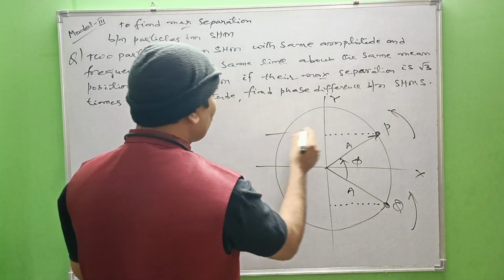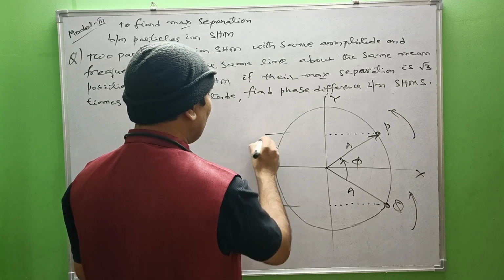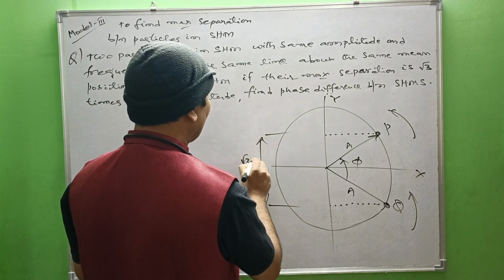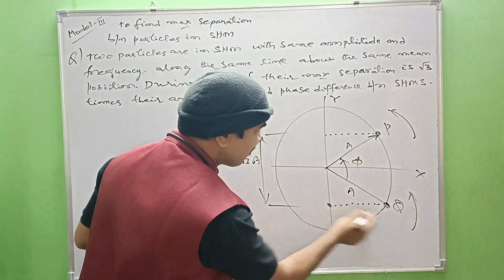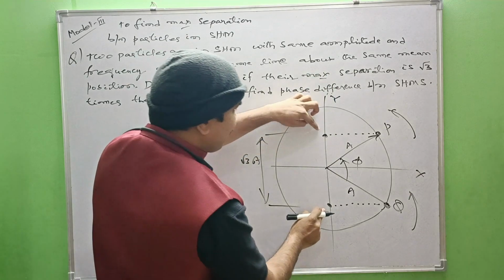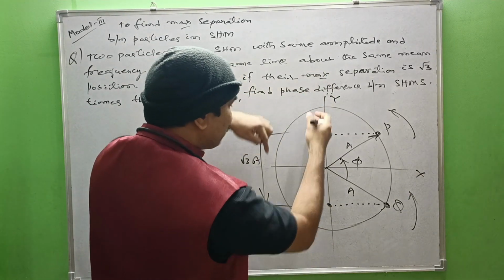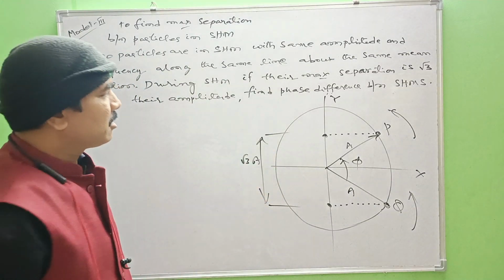So from here to there, from here to there. Now what is this separation? Root 3 times their amplitude. See here, this is the tip of the projection of Q. This is also the tip of the projection of P. Now what is the separation between these two tips of projections? That is root 3 times A. So we can take it like that.